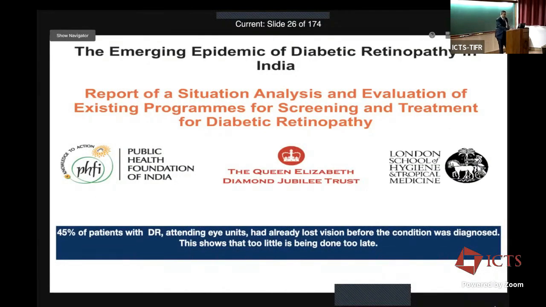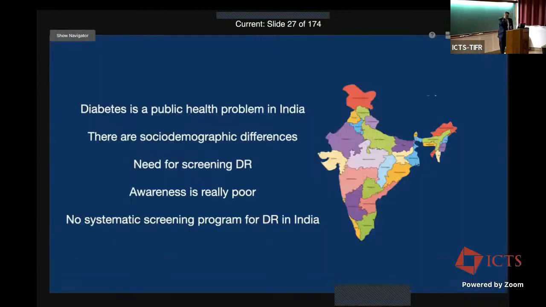Again, this was work done by the Elizabeth Trust Foundation, and they found that 45% of the patients with diabetic retinopathy attending an eye unit had already lost vision when the condition was diagnosed. So that means that we are doing too little and much more has to be done in our country. So diabetes is a public health problem. There are socio-demographic differences. There's a need for screening for retinopathy. The awareness is really, really poor, and there's no systematic screening program for diabetic retinopathy.